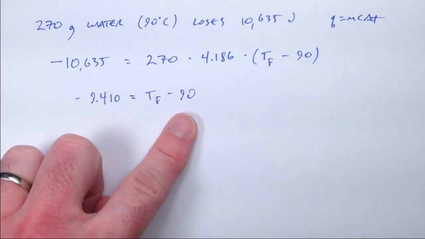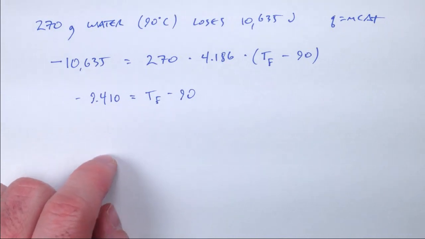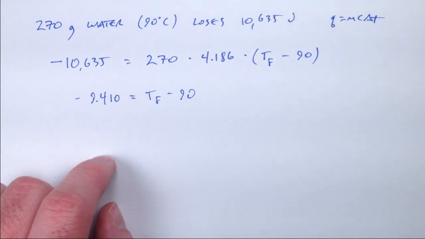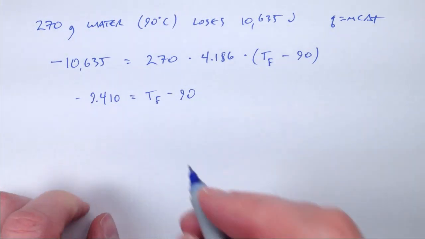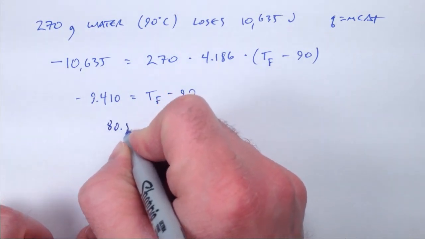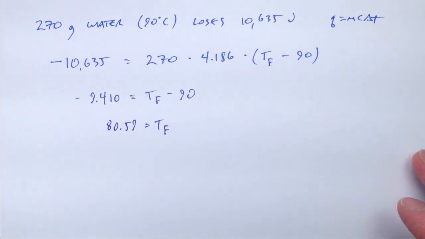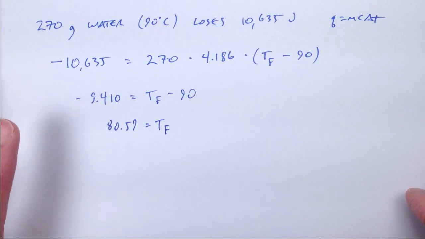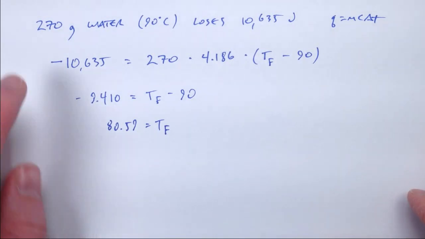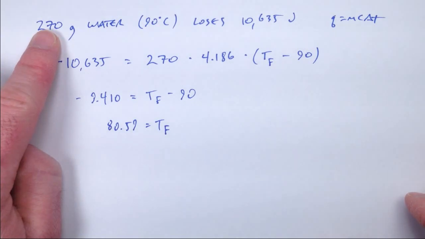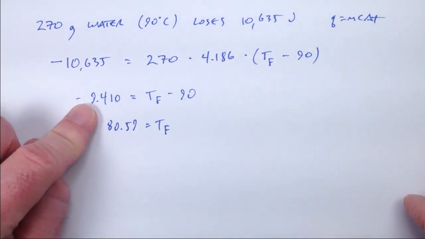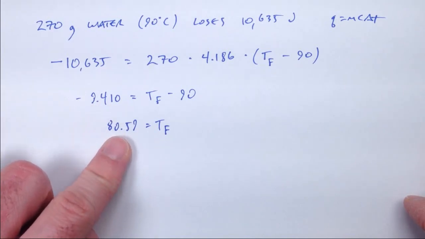So if we do 90 minus 9.4, we're just doing a shortcut to solve this. 90 minus 9.410, it's actually 80.59 degrees. So just to review, we put 30 grams of ice into this hot water. Between warming the ice up to melting and then actually melting the ice, the temperature went down almost 9.5 degrees, and now the temperature is 80.59 degrees.